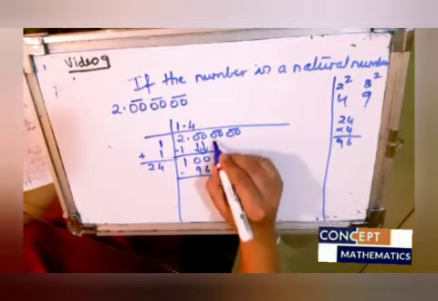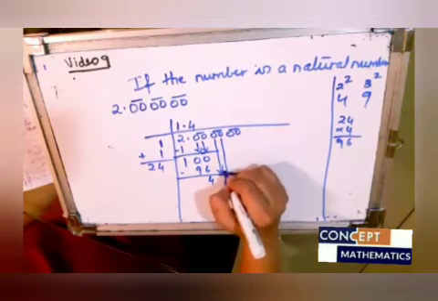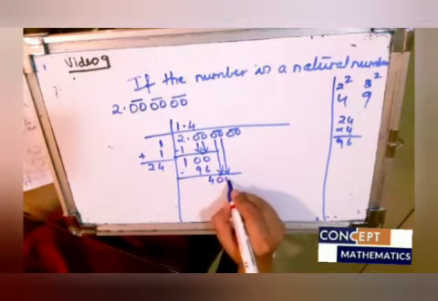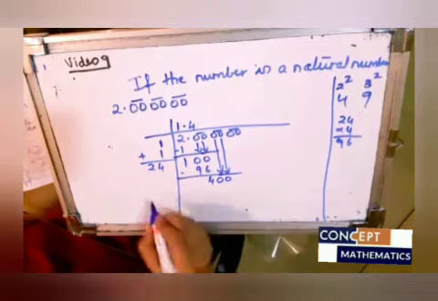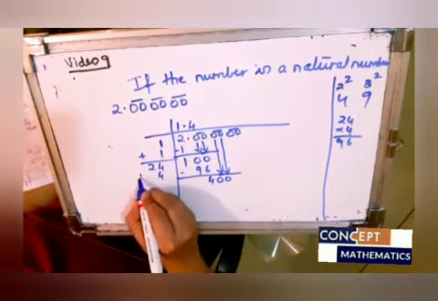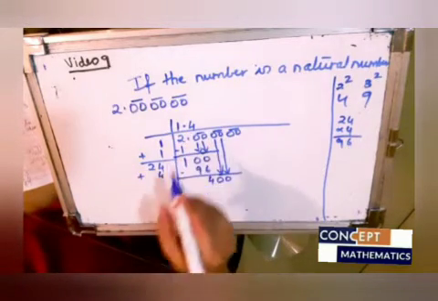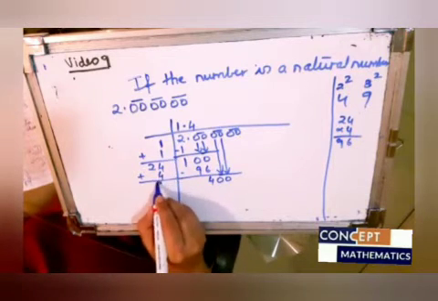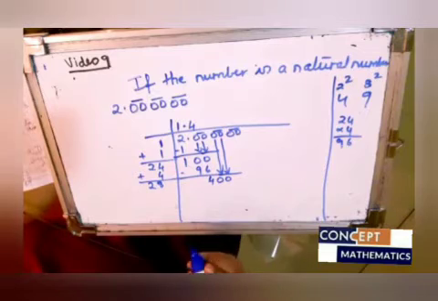Now you bring down again these two zeros, because you have to bring them down in pairs. So your number is 400 now. Here you will add 4 again, because in the quotient also it's 4. So 4 plus 4 is 8, and 2 as it is comes down.